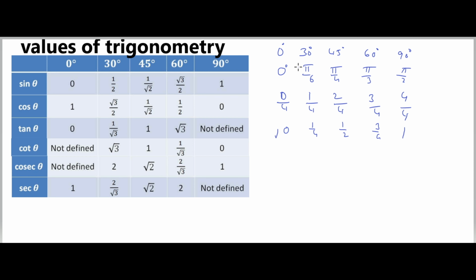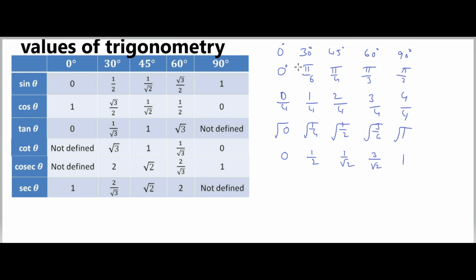Take root of these values. Root 0, root 1 by 4, root 1 by 2, root 3 by 4, root 1. Root 0 is 0, root over 1 by 4 is 1 by 2, root over 1 by 2 is 1 by root 2, root over 3 by 4 is root 3 by 2, root 1 is 1.